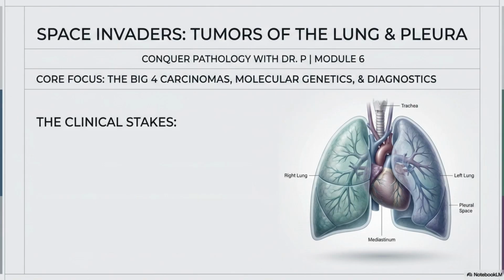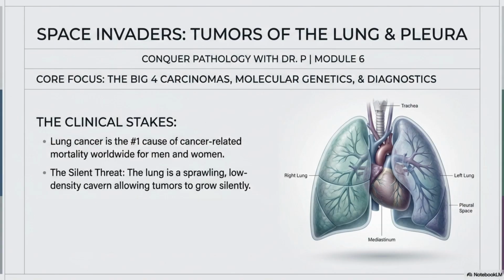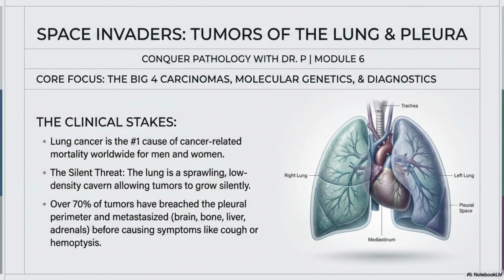Let's establish the clinical stakes right away. Lung cancer is the #1 cause of cancer-related mortality worldwide for both men and women. The reason it's so lethal is because the lung is a sprawling, low-density cavern. It is a silent threat that allows tumors to grow completely unnoticed. By the time a patient presents with symptoms like a cough or hemoptysis, over 70% of these tumors have already breached the pleural perimeter and metastasized to the brain, bone, liver, or adrenals.